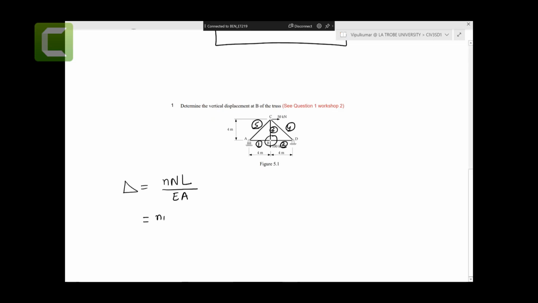So in that case, we have n1 N1 L1 over E1 A1 plus n2 N2 L2 over E2 A2, and so on, up to n5 N5 L5 over E5 A5, right? I just convert the small equation into the long equation by saying how many members I have in the truss. Simple, right? There is no issue. So we have a very simple equation, small n, capital N, L over EA. Depending on the number of members, you can extend that equation into the long equation.